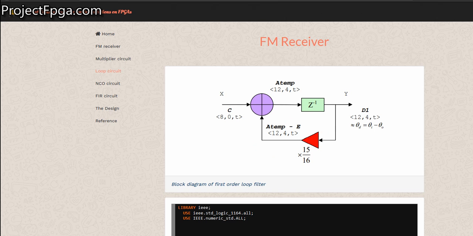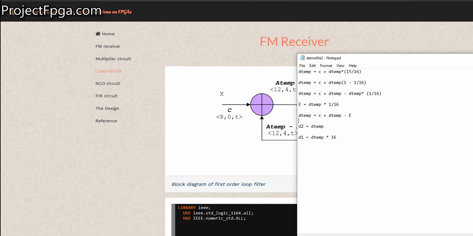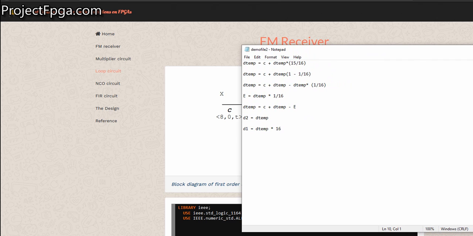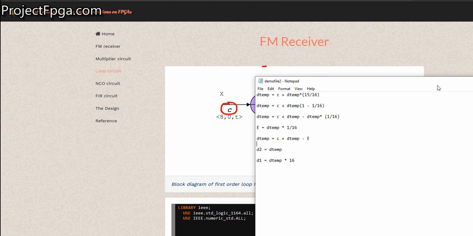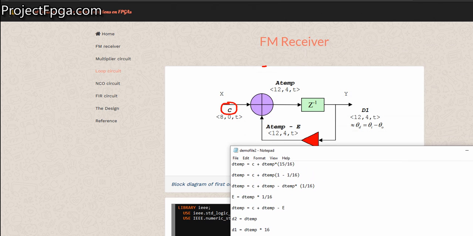I drafted a little calculation for it here. This is what this filter looks like. This is the calculation for the filter here. The input to the filter is C. So here, this is C.